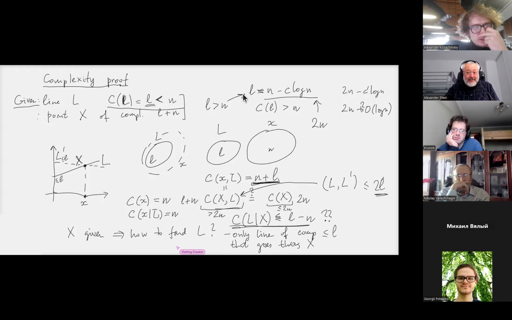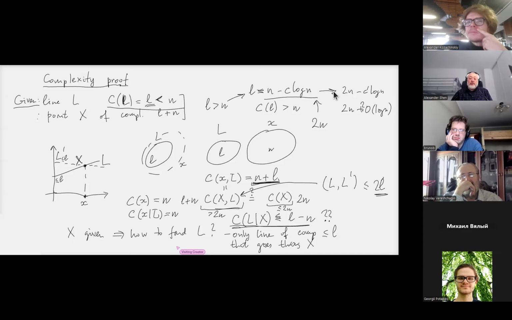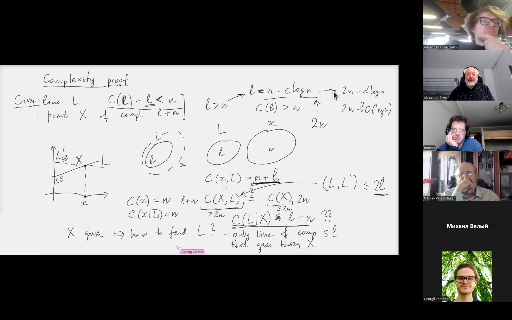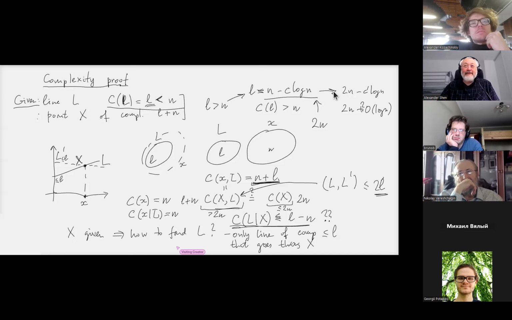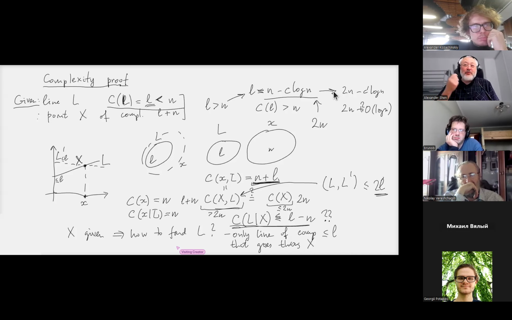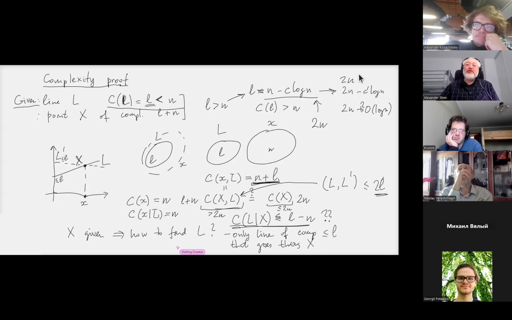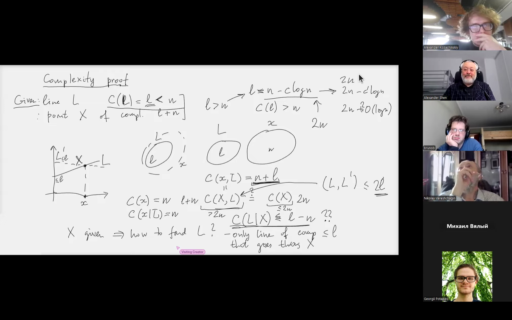oracle complexity. Then, as we already know, in this case we can find the point of complexity n minus something, almost n. And now it's an oracle complexity. But of course, the complexity without oracle can be even bigger, only bigger. And the maximal complexity is 2n. So we will have complexity 2n.